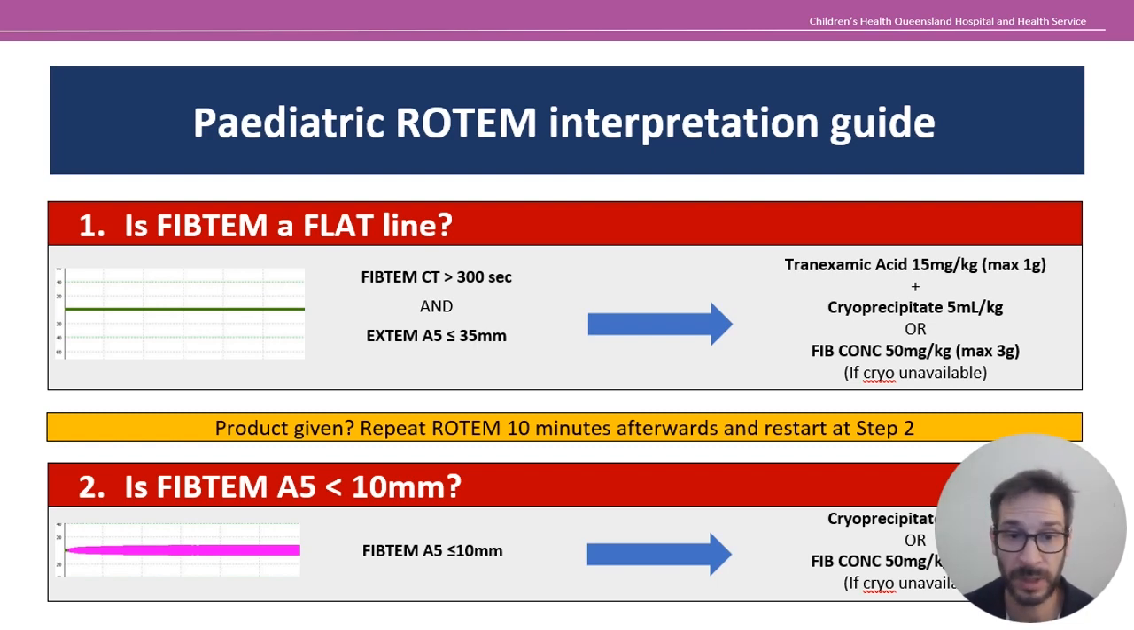So for this one, if the FibTem CT is more than 300 seconds and the XTem A5 is less than or equal to 35 millimeters, then you're going to give tranexamic acid and cryoprecipitate or FibCog. And then once you've given those products, you're going to repeat the ROTEM 10 minutes after that, and then you're going to keep testing and responding to the results as needed. So that's kind of the basic concept. And this lecture isn't designed to skill you up in ROTEM or TEG interpretation, just to give you a little taste test of what that looks like.